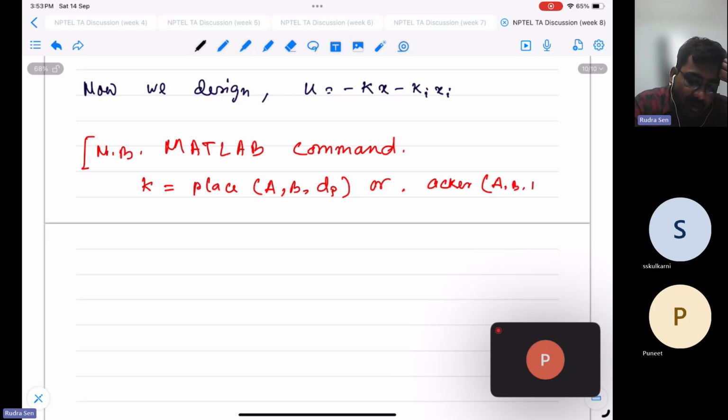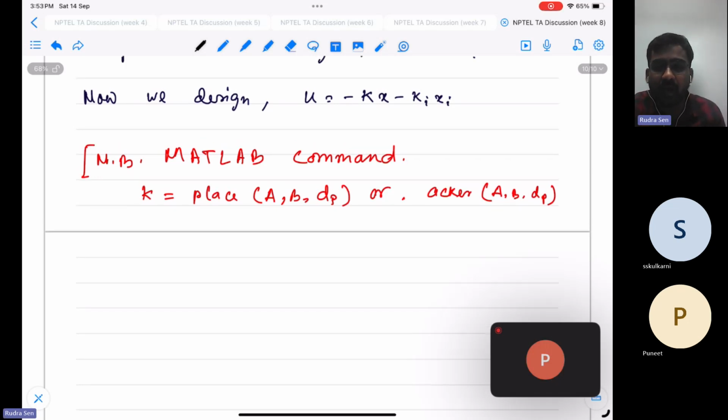So normally in case of a single input, single output system, we use the Ackermann formula. If my system is a MIMO system, we cannot use the Ackermann formula. Can anyone tell me why we cannot use the Ackermann formula for a multi-input multi-output system? We can only use the Ackermann formula for a SISO system. Can you tell me the reason?